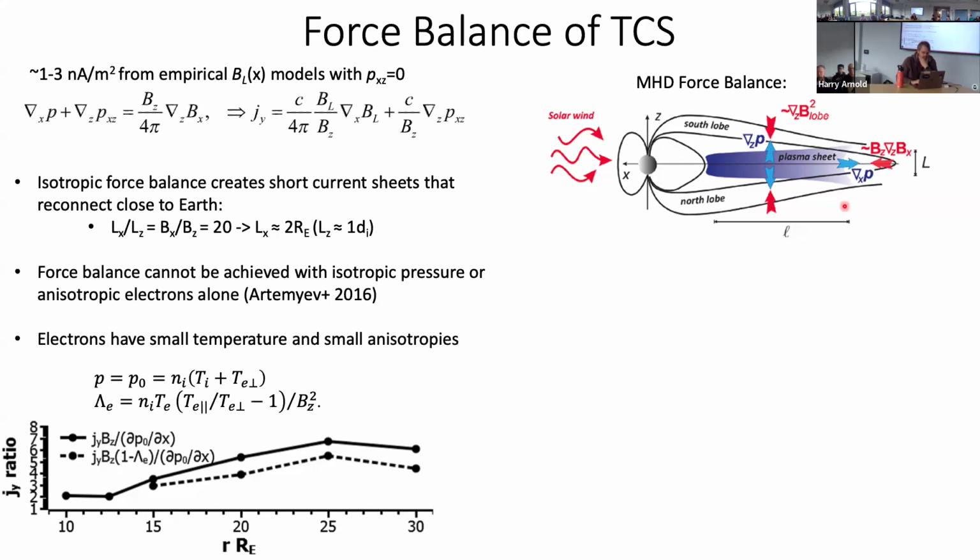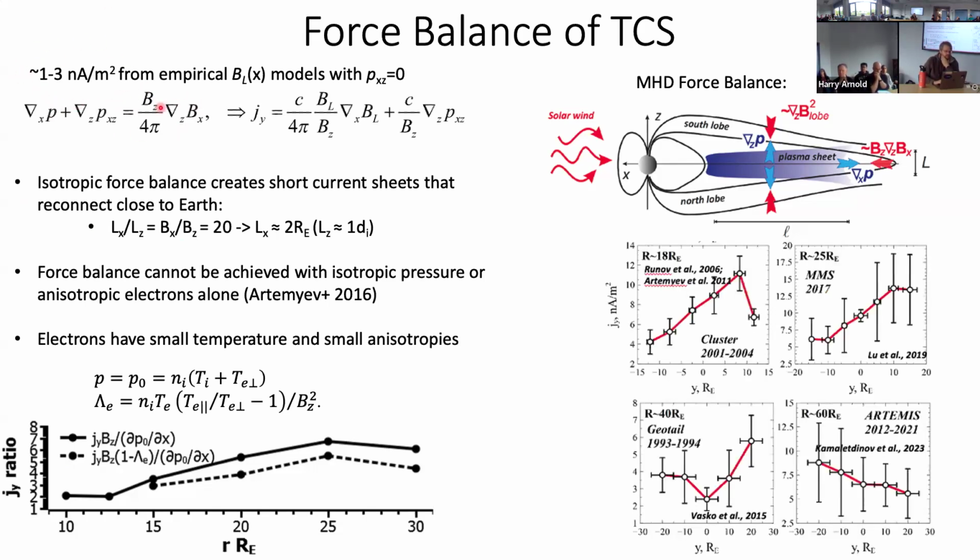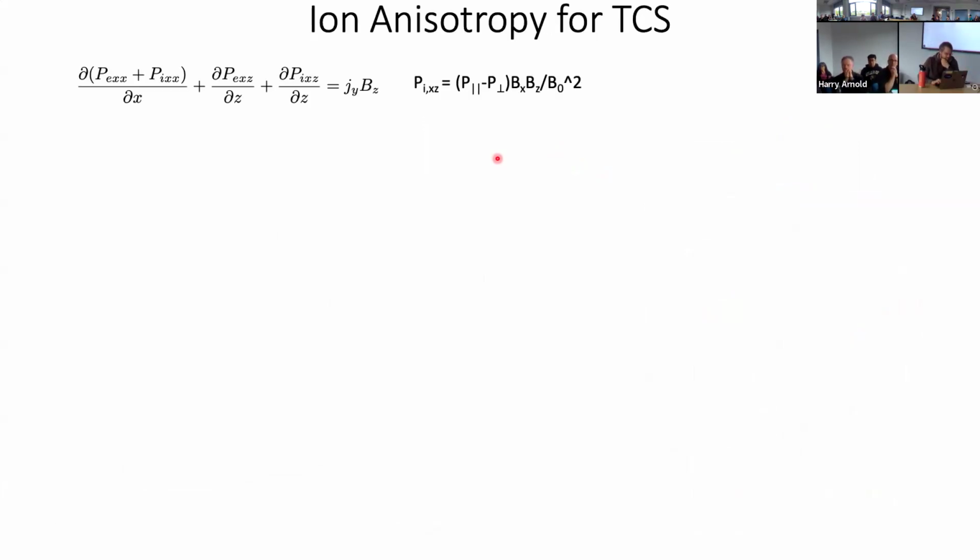And in fact, just to continue this, you would get current densities of about 1 to 3 nanoamperes per square meter in the tail. And here's a bunch of in situ data at different distances in the tail, 18, 25, 40, 60 RE, and all of these are significantly larger than just a couple nanoamperes per square meter. So the takeaway here is that you need something more besides isotropic plasma and electron anisotropy. And so obviously we're going to talk about ion anisotropy.